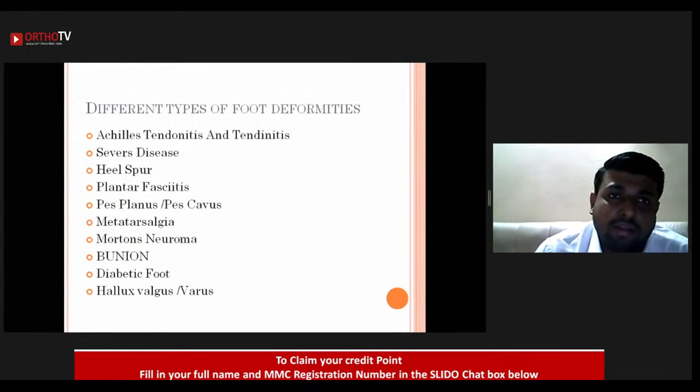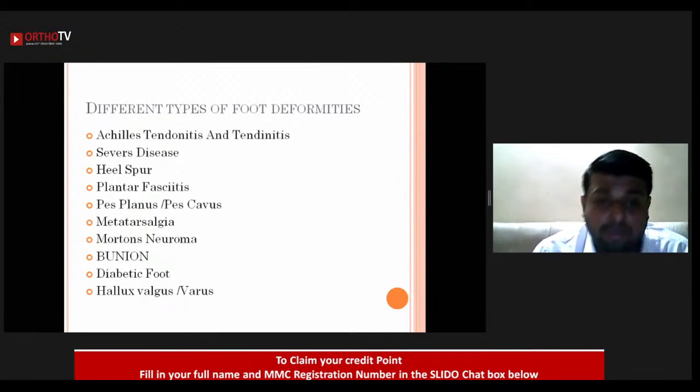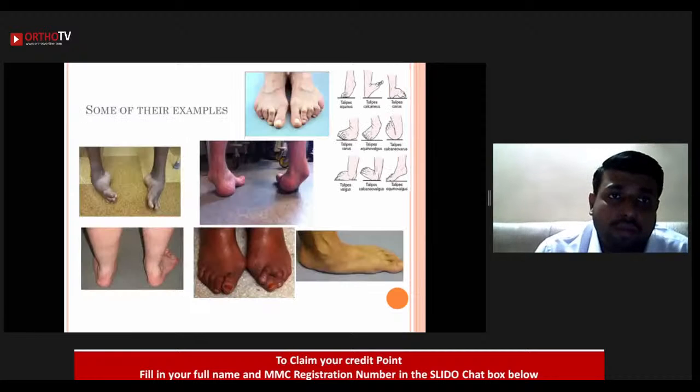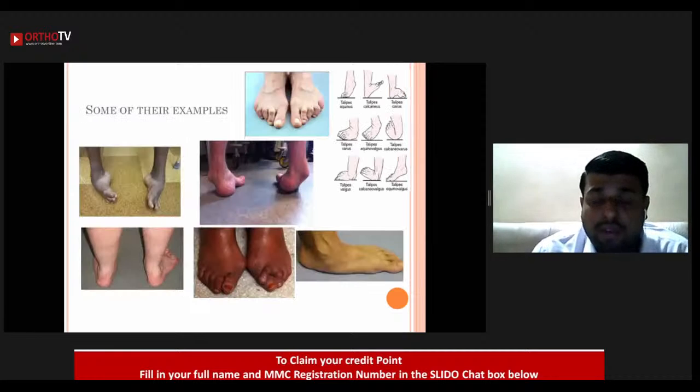So again, starting with some of the foot deformities like Achilles tendinitis, Sever's disease, heel spur, calcaneal spur, plantar fasciitis, pes planus, pes cavus, metatarsalgia, Morton's neuroma, bunion formation due to hallux valgus, some of the neuropathic diabetic foot or hallux varus. I would like to show some pictorial presentations of these foot deformities.